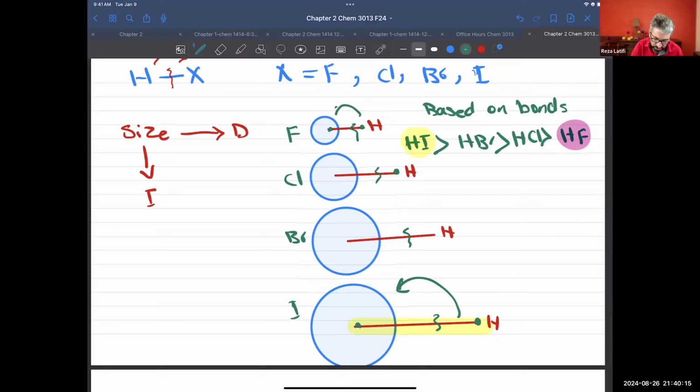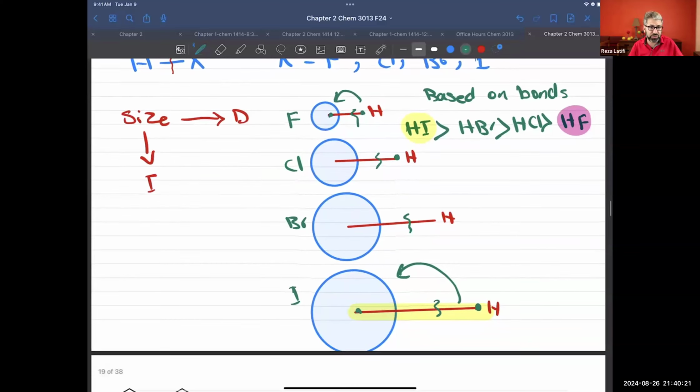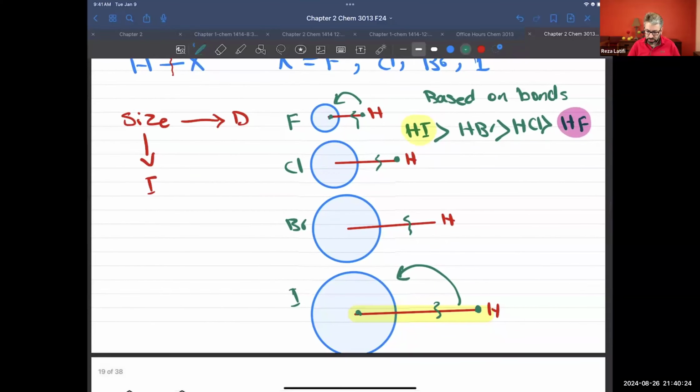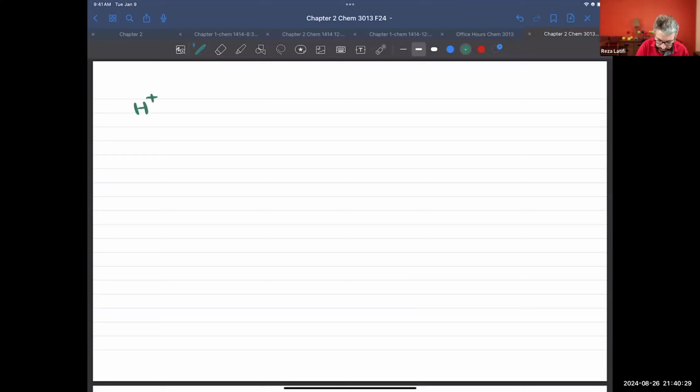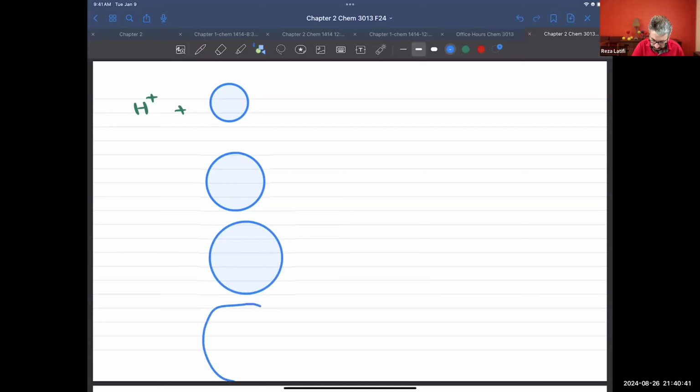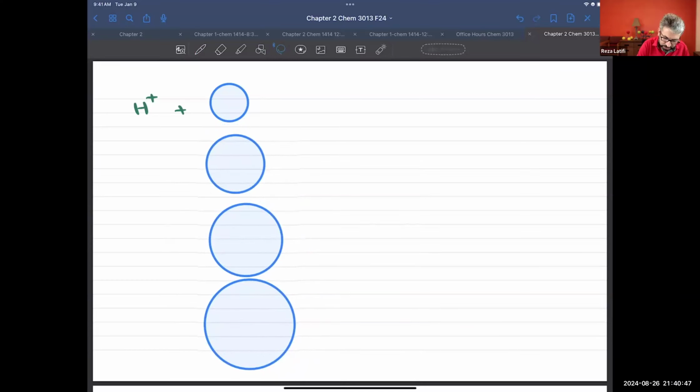When I say anion, I'm talking about the halogen element: fluorine, chlorine, bromine, or iodine. Let's give them the electron. If we give them the electron, we're going to get H plus and what? Fluoride, chloride, bromide, and this one is going to be the iodide. So again, we have H in front of all of them.